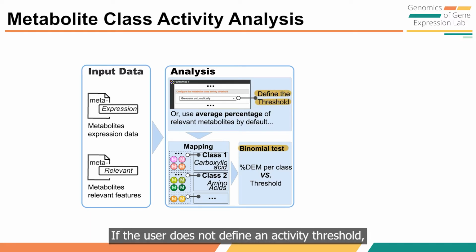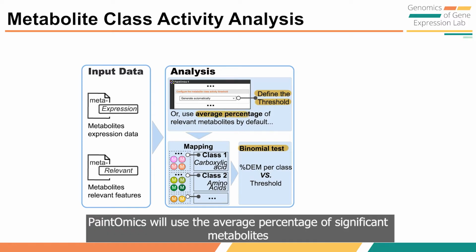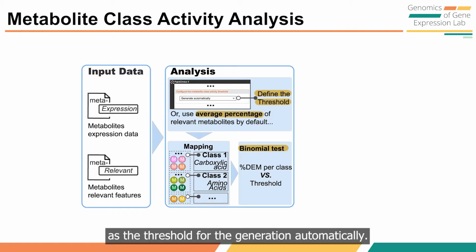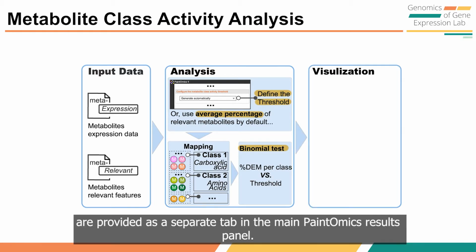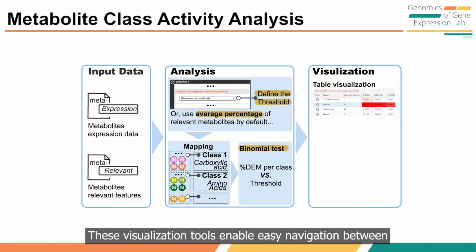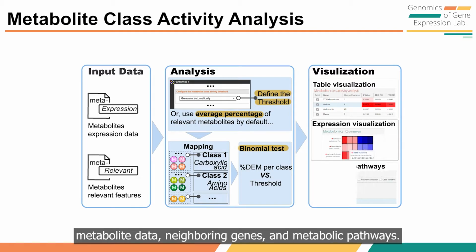If the user does not define an activity threshold, PaintOmics will automatically use the average percentage of significant metabolites as the threshold. P-values are corrected for multiple testing. These novel metabolomics analysis tools are provided as a separate tab in the main PaintOmics results panel. These visualization tools enable easy navigation between metabolite data, neighboring genes, and metabolic pathways.